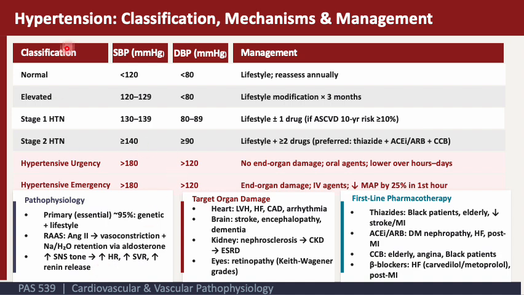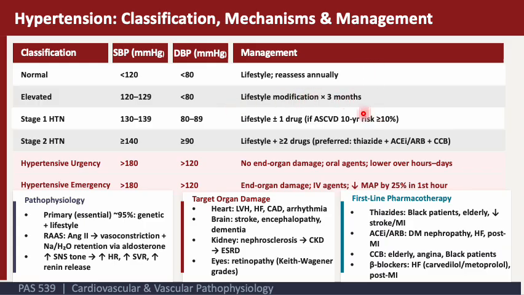So let's go through the classification. Normal is less than 120/80. If it's that, you just reassess annually. Elevated is from 120 to 129, still less than 80. If you have patients come in with that, recommendation is usually lifestyle modifications.